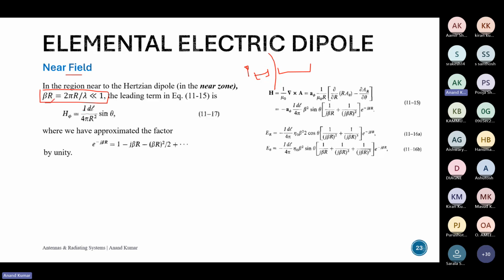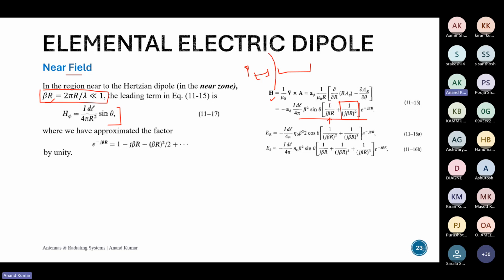Under this condition, your expressions would change something like this. So this is how it will look. So this was your magnetic field, right? So this is your magnetic field, which looks like this. And in the near field, this particular term will have a higher effect as compared to this term over here.